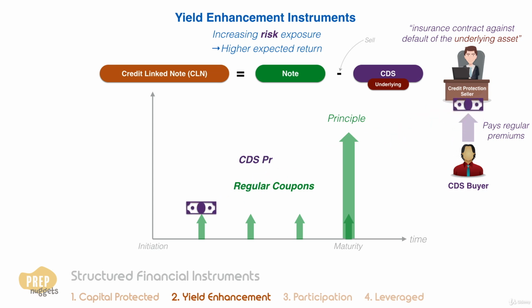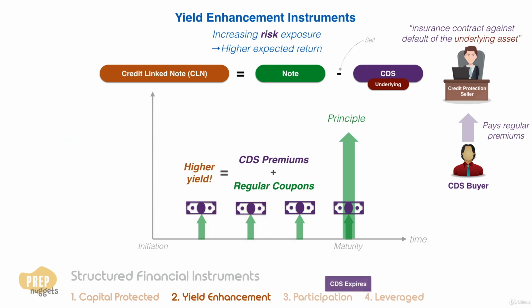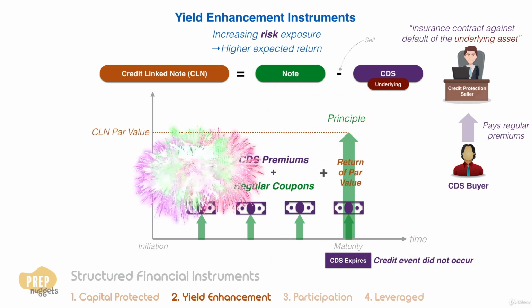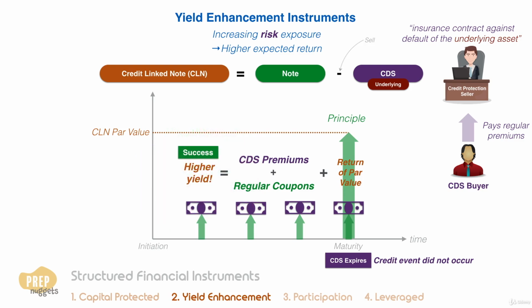Such regular premiums can be used to top up the regular coupons to bump up the yield of the credit-linked note. At the expiration of the CDS, if the credit event did not occur, the issuer can redeem the CLN at par value. The issuer has successfully increased the yield of the note through selling the CDS.